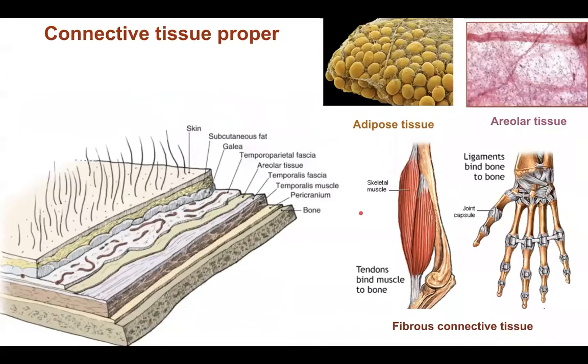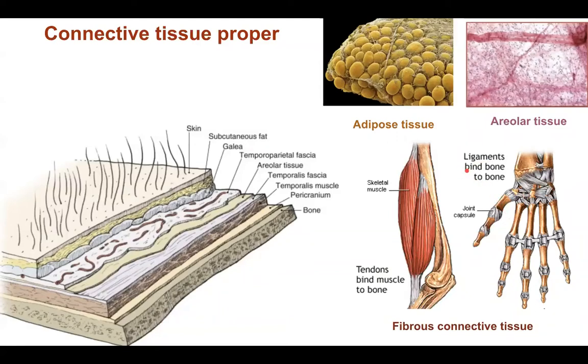The next tissue which we are going to do is called the connective tissue. The connective tissue is divided into various subtypes. The first one is connective tissue proper. It is of three types: the adipose, the areolar, and the fibrous connective tissue. The fibrous connective tissue is made of fibers. These fibers are of two types: ligament and tendon.